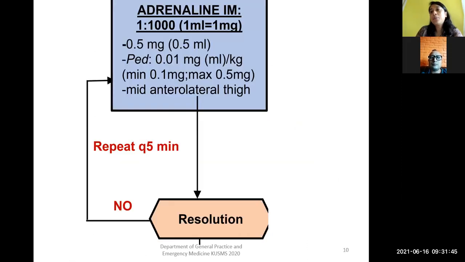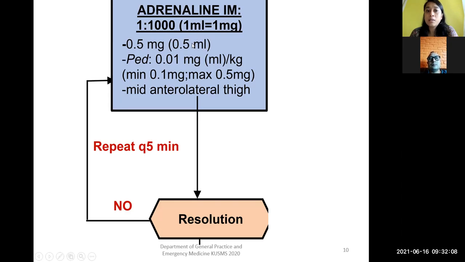If they are present, we do not lose time. We give adrenaline IM immediately. The concentration is the same as it comes in our ampoule. It's 1 in 1000 concentration, which contains 1 ml, and 1 ml is equal to 1 milligram. So adrenaline is the number one drug, so everything is one. We give it IM.